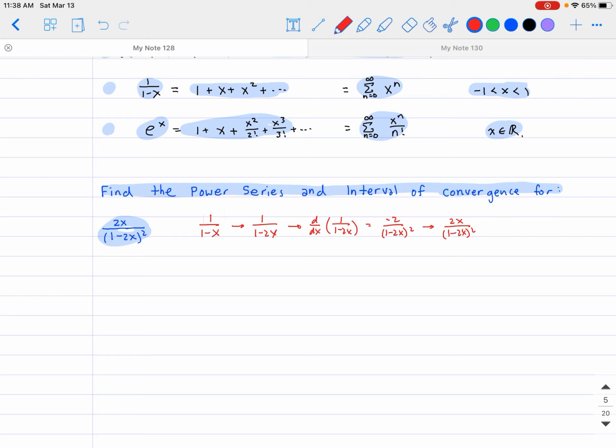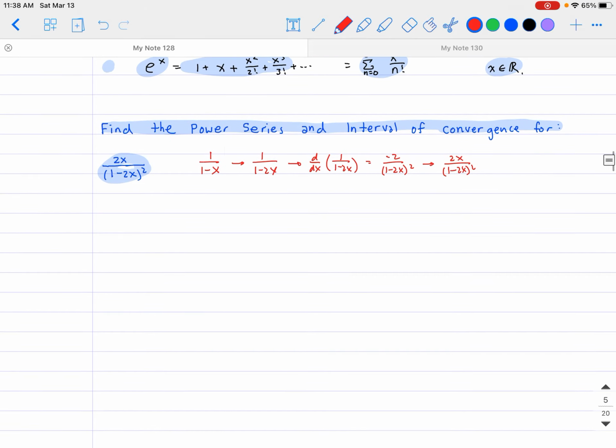Let me show you what I mean by all of this. First, we said that we have 1 over 1 minus x to work with, and that is equal to 1 plus x plus x squared, and then plus x to the third, and so on, and so on.